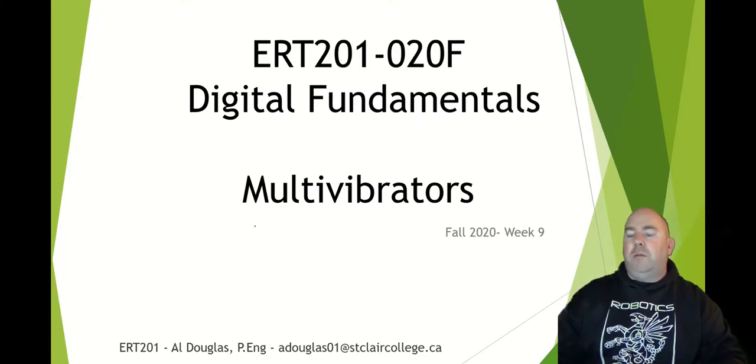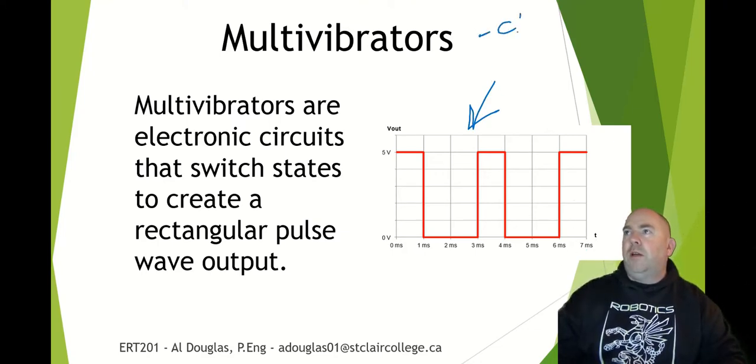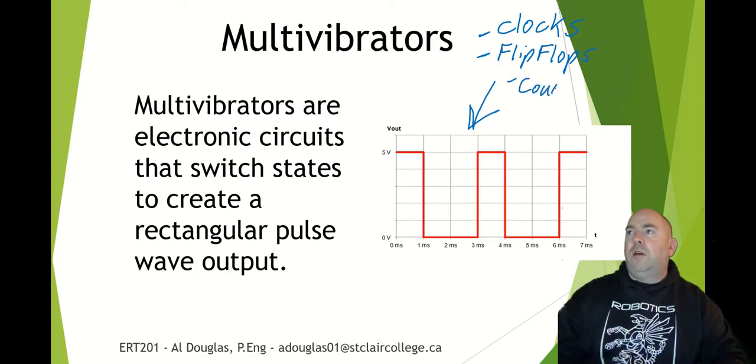week number 9, multivibrators. So a multivibrator is an electronic circuit that switches between two states, creating a rectangular wave like this. This is very useful for making clocks, like we've done with our flip-flops, which can be used for flip-flops, counters, and bit shifting.